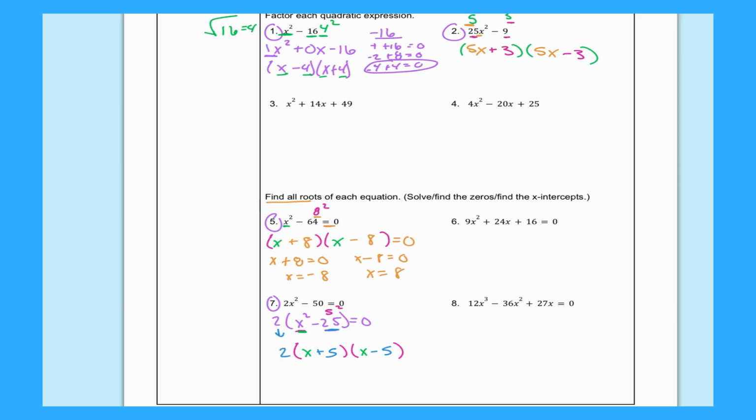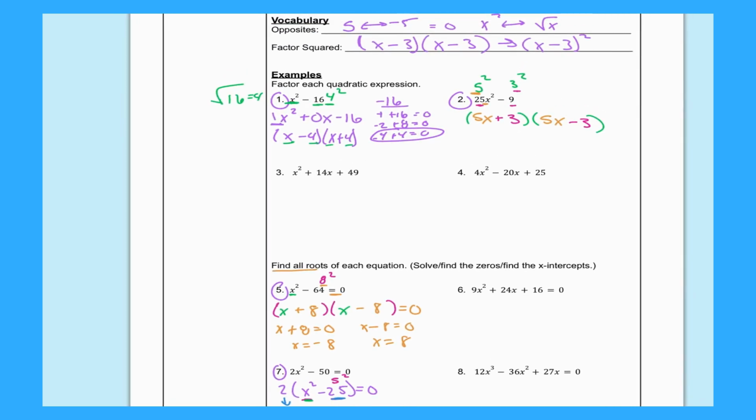And again, we're solving this one. We have that equal to 0. 2 can't be equal to 0, so we can ignore that. But then we have x plus 5 equal to 0 and x minus 5 equal to 0, and we solve each of these. So negative 5 and positive 5.